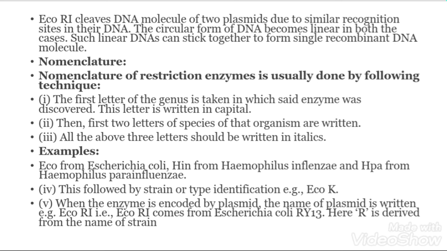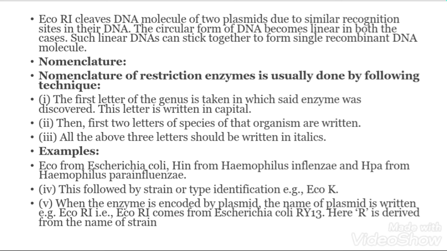Now, nomenclature. Nomenclature of the restriction enzyme is usually done by the following technique. The first letter of the genus in which the enzyme was discovered is taken. This letter is written in capital. The first letter of the genus is capital.